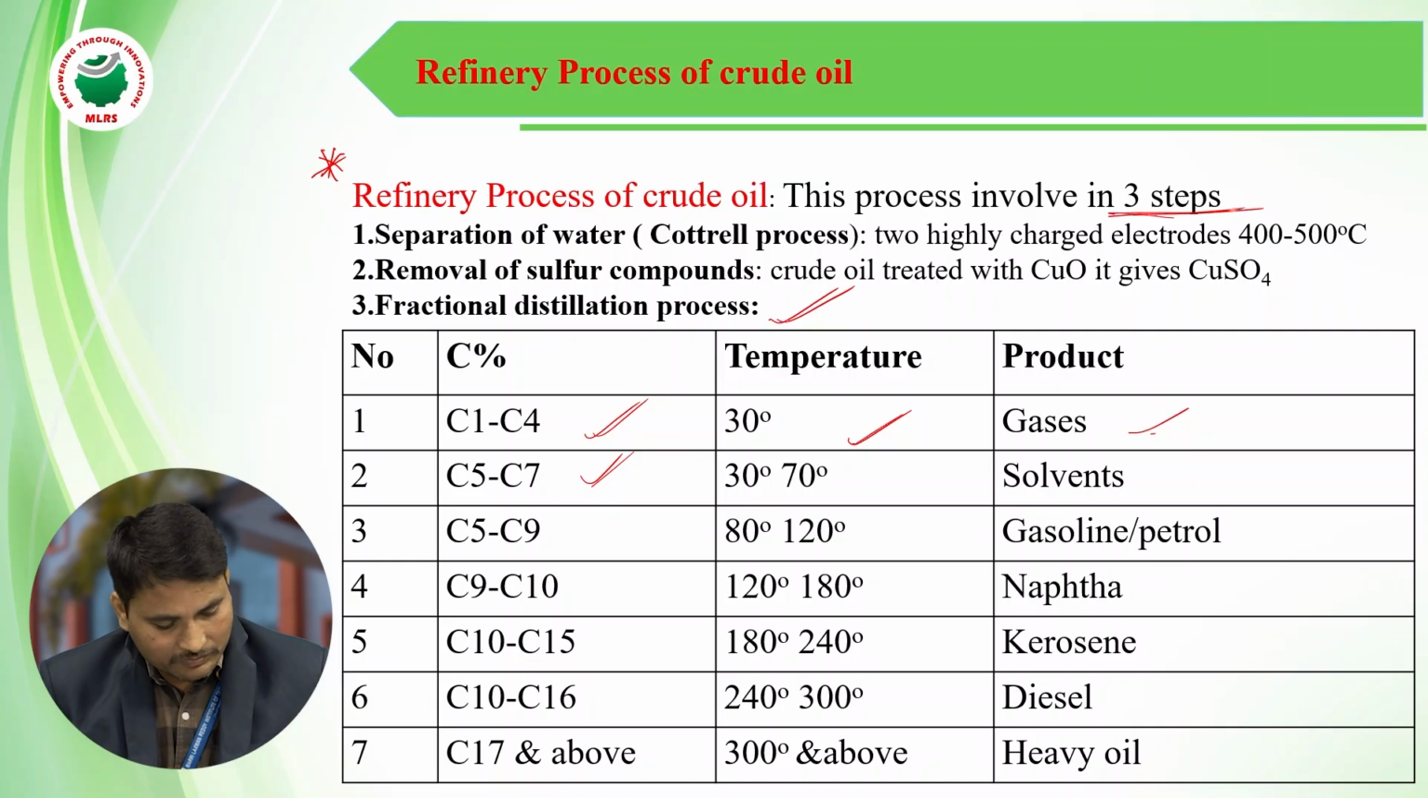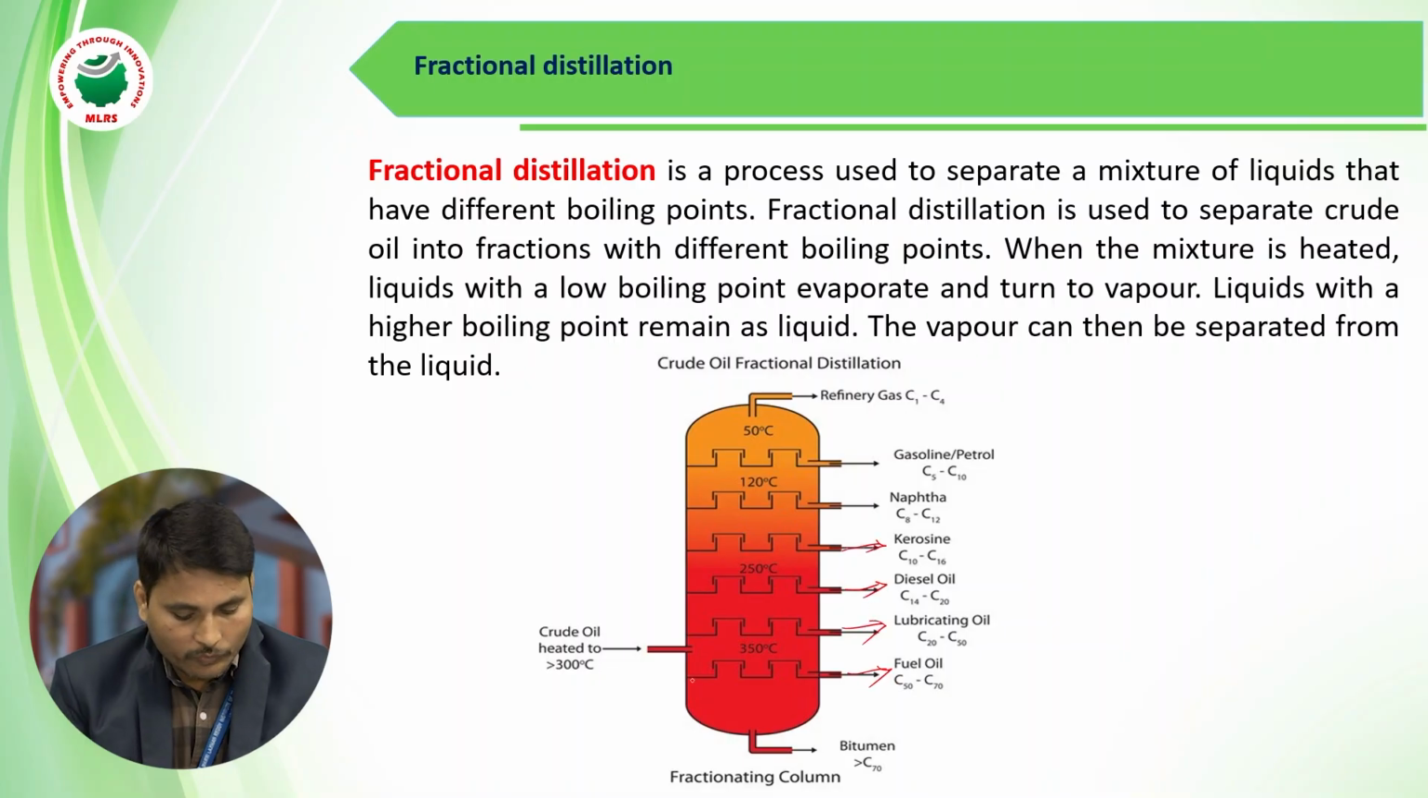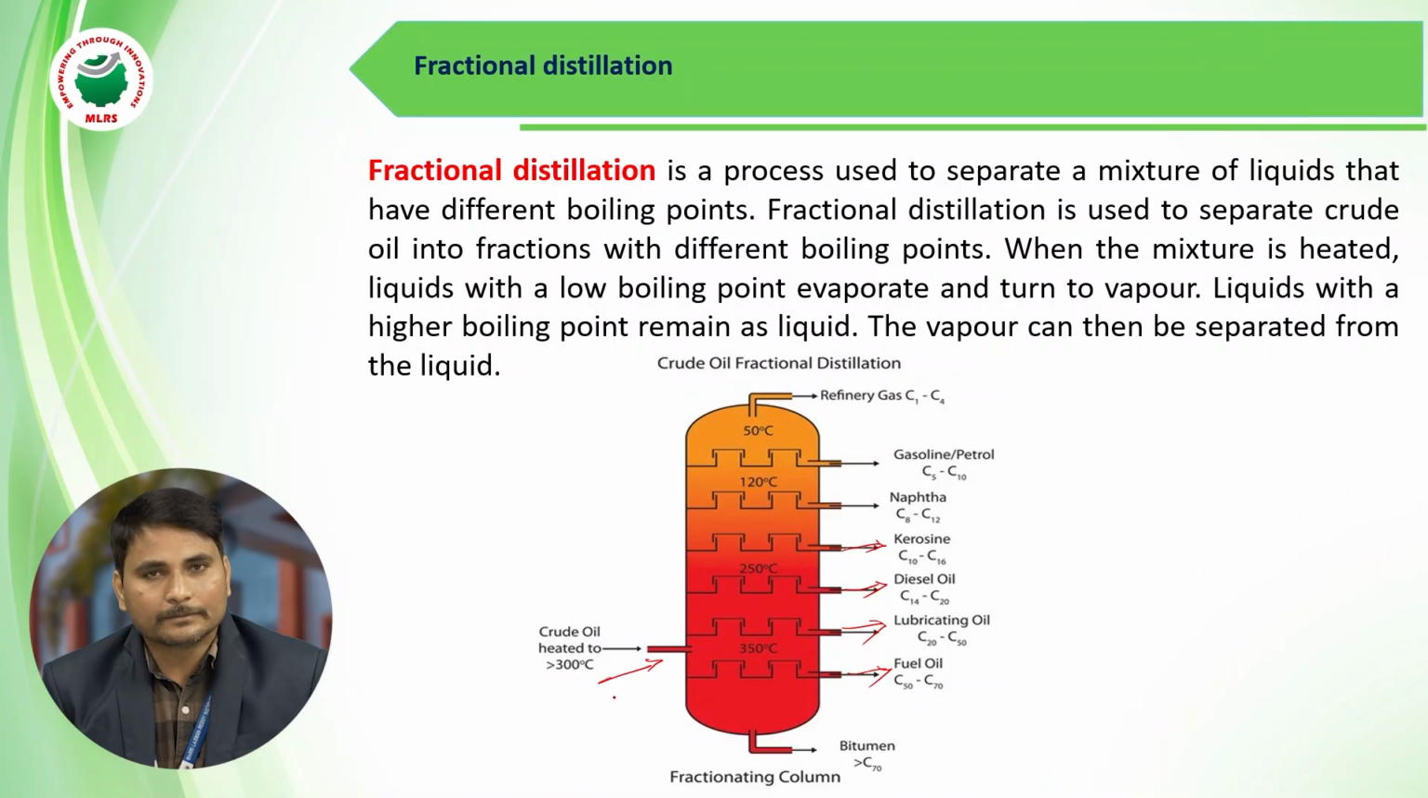Here I am explaining the same table with a neat labeled diagram. What is our third step? That is the fractional distillation setup. In this setup, you can see a steel or iron cylinder. This cylinder has many outlets and one inlet.